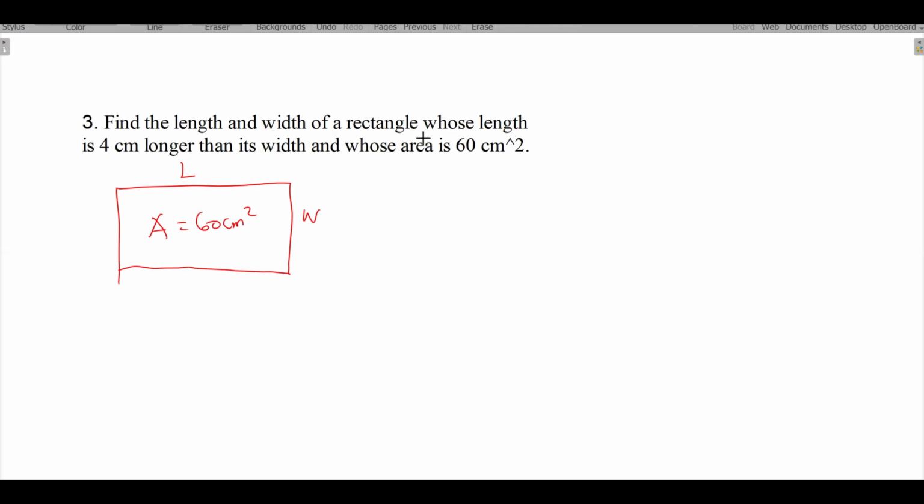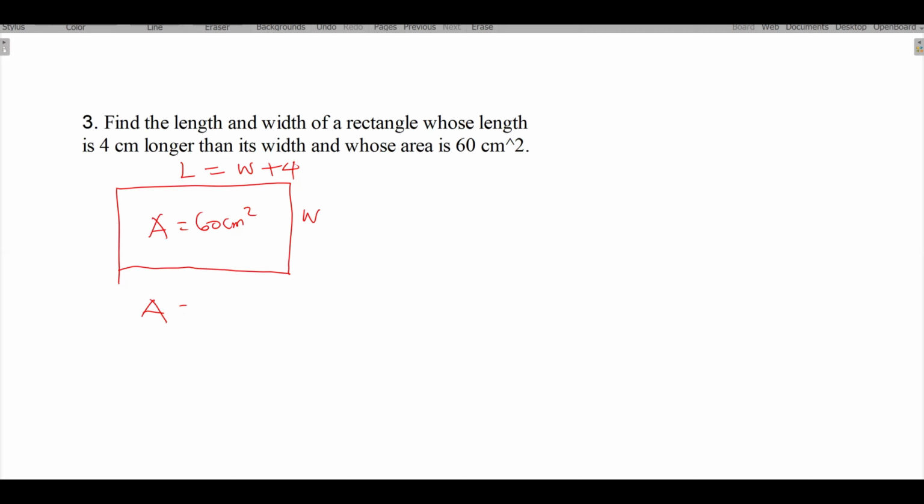Now, find the length and the width of this rectangle whose length, that means this length is 4 centimeters longer than the width. We have W plus 4. Our length is W plus 4. And we have our W, which is our width.